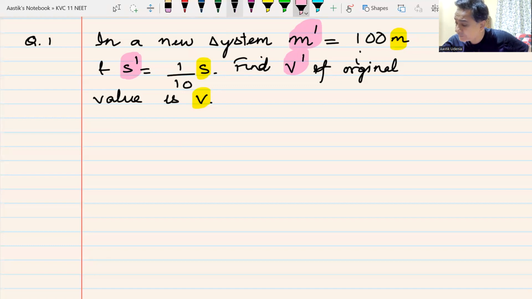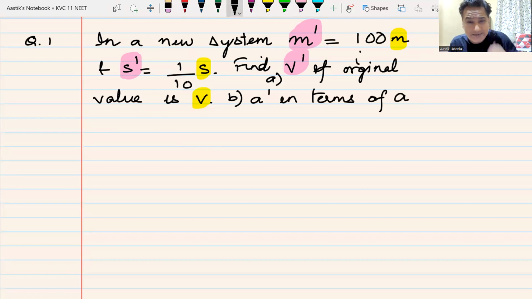Also find the next question, part B. If this is part A, find A dash in terms of A. What is A dash now? A dash would be my new acceleration, A being the original acceleration. So I've given you 2 problems in one problem, and now I will wait for you to solve it. I'll give you 2 minutes.